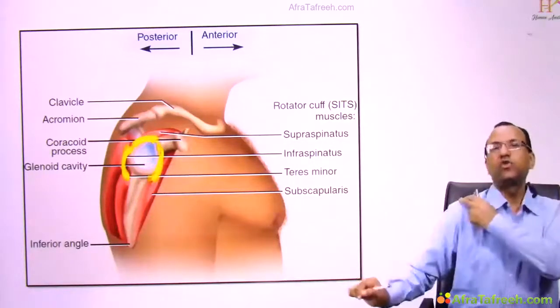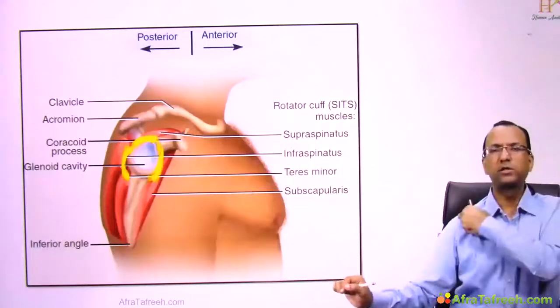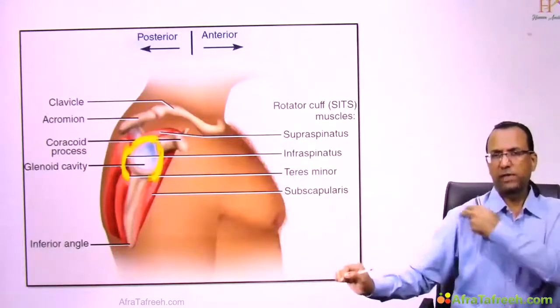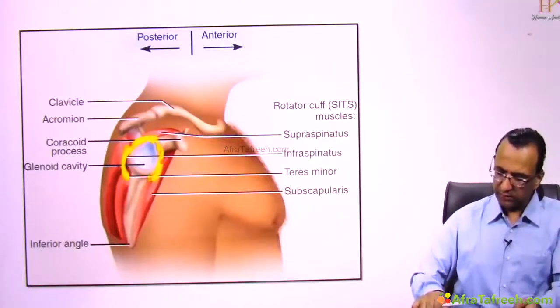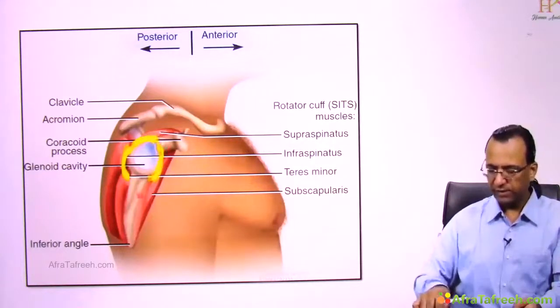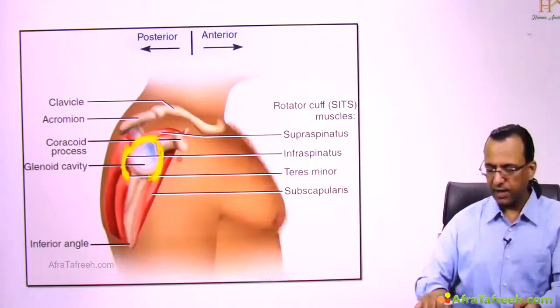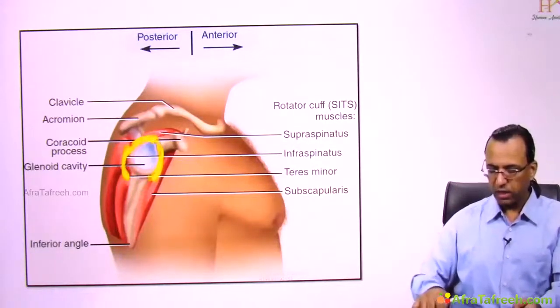Actually, anterior-inferior. Why anterior-inferior? Because anteriorly you have only one muscle, and that is the subscapularis. So anteriorly it is a weak rotator cuff, and inferiorly it is deficient. That's why dislocations are anterior and inferior. Because posteriorly and superiorly they are strong fibers of the rotator cuff.